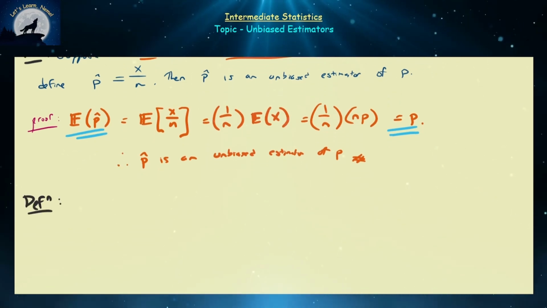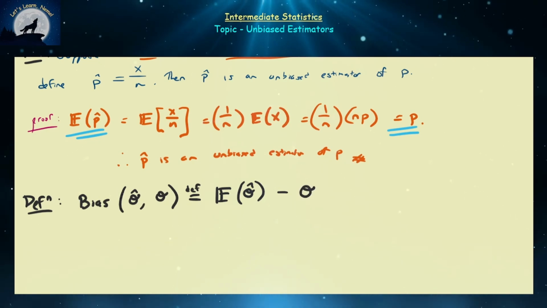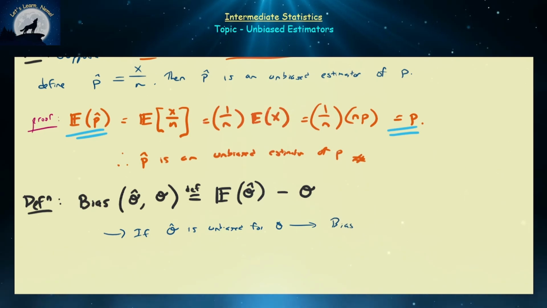In the realm of unbiased estimators, we sometimes will define the bias of an estimator theta hat for parameter theta to be equal to the difference, so this is a definition, the difference between the expectation of theta hat and the parameter. So obviously, if theta hat is an unbiased estimator for theta, then the bias of theta hat for theta will be equal to theta minus theta, which is equal to 0.